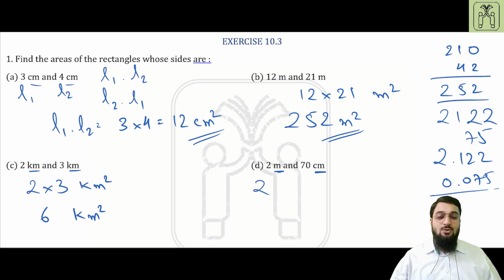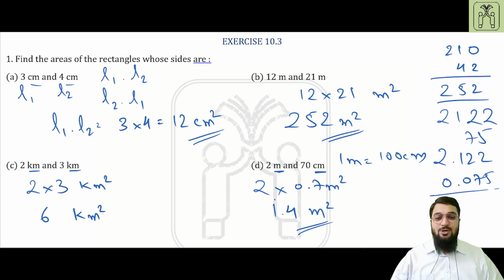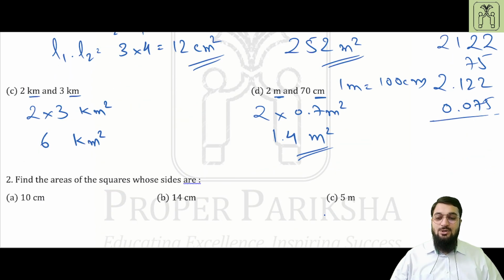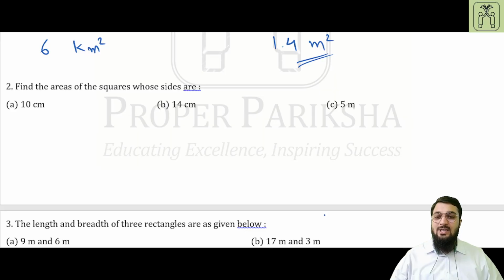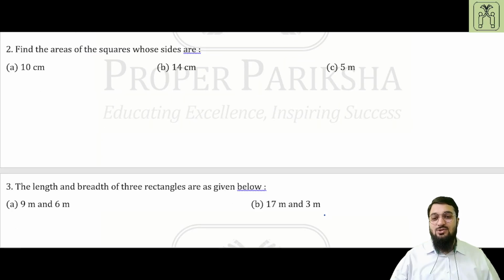So 1 meter is equal to 100 centimeter, so 2 into 0.7 meters square, that will be 7 into 2, 14, that will be 1.4 meter square. Coming to the next question: find the areas of squares whose sides are given.